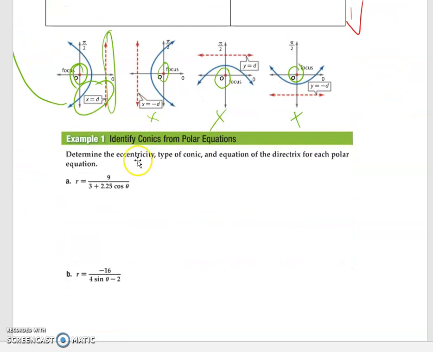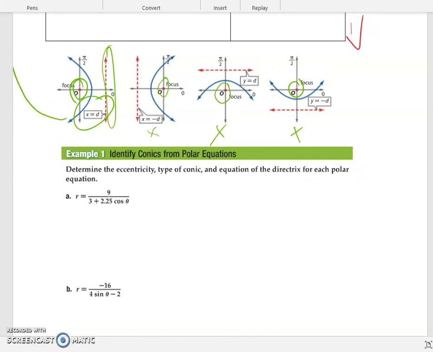All right, so in the first one, it says determine the eccentricity, the type of conic, and the equation of the directrix for each polar equation. We've got to do a little bit of work with this one because the form of my equation at top with a plus cosine is r equals ed over 1 plus e cosine theta. You'll notice that we have a 1 here, but we don't have a 1 here. So I'm going to have to adjust my equation to make this work for me.